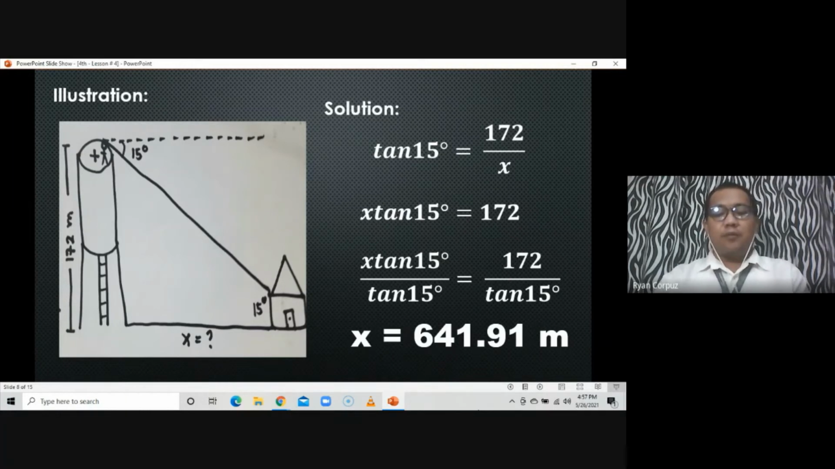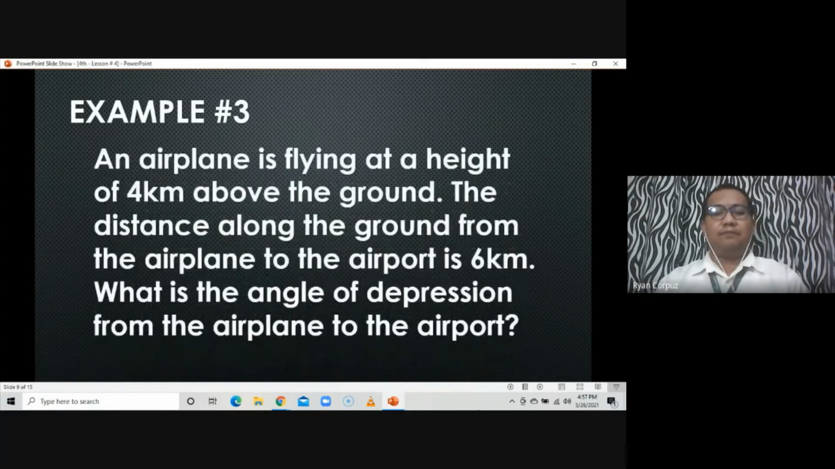So, if none, let's proceed to answering example number 3. Again, let me read the problem. An airplane is flying at a height of 4 kilometers above the ground. So, there's an airplane and it's flying 4 kilometers above the ground. The distance along the ground from the airplane to the airport is 6 kilometers.